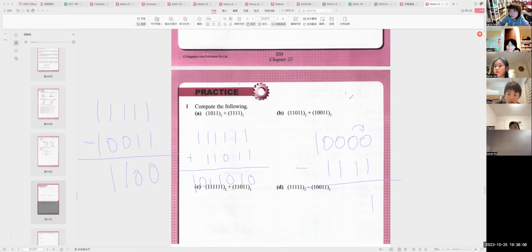So you can reverse it. So 1111 plus 1 equals what? So 0, carry over 1, carry over 1, carry over 1, carry over 1. Get it? So in binary, 10000 minus 1111 equals what? Get it, Chapter? Is it fun?